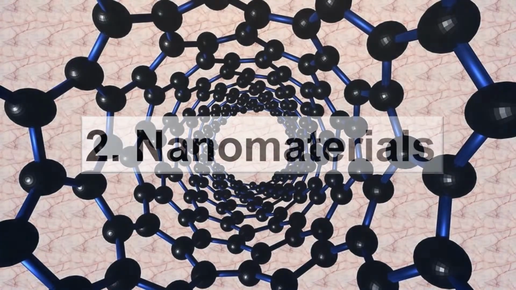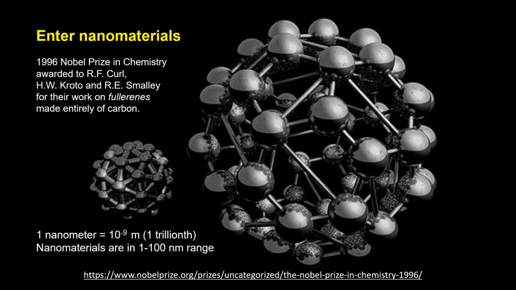Enter nanomaterials. It was in 1996 that the Nobel Prize in Chemistry was awarded to these scientists for their work on what's called fullerenes, as you see pictured here. These are made entirely of carbon linked together in a three-dimensional structure, kind of like a ball. They are very small. Nanometers are their range, one billionth of a meter, very small indeed. That's the definition of a nanomaterial in that size range. Could be almost anything, not just carbon, but here we limit ourselves to carbon nanomaterials.